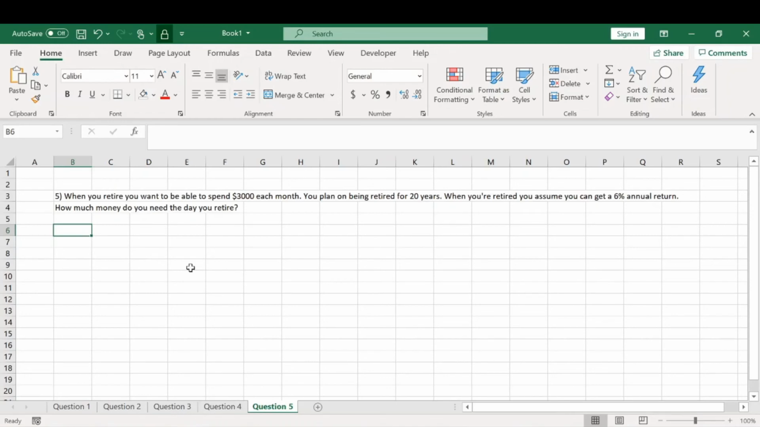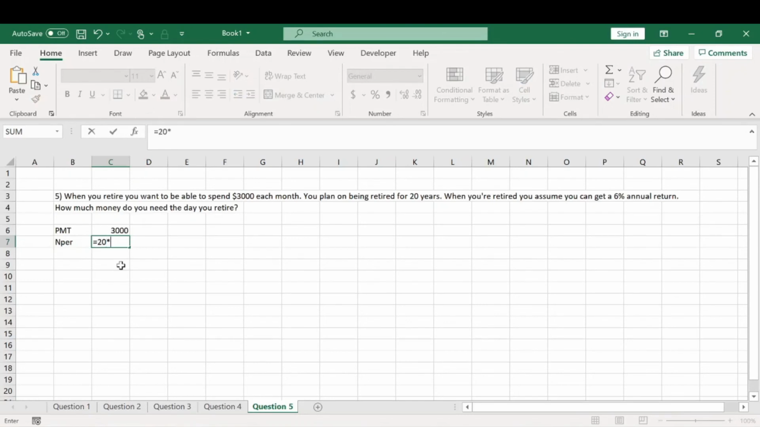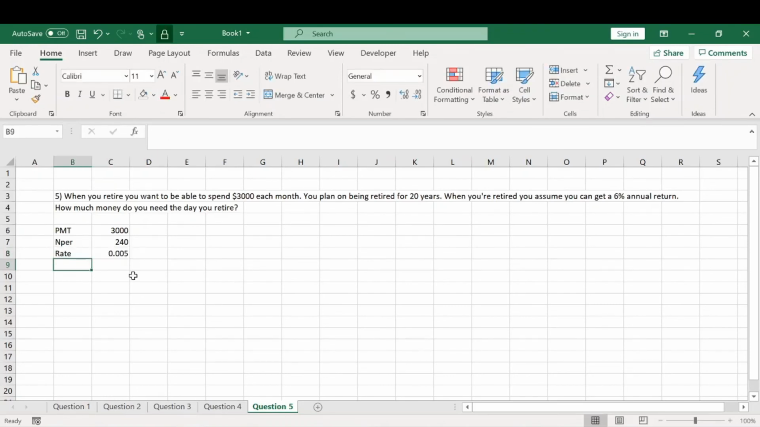When you're retired, you assume you can get a 6% annual return. So you're going to retire with this set of money. So it wants to know how much money you need the day you retire. And so once you have that sum of money, you're going to be collecting 6% annually after you retire for the next 20 years. All right, so we know our PMT, we want it to be 3,000. Our Nper, we'll go ahead and convert this as well, is 20 years, turn it into months, and then we know the rate, which is 6%. Turn that into months as well. Go ahead and format this.